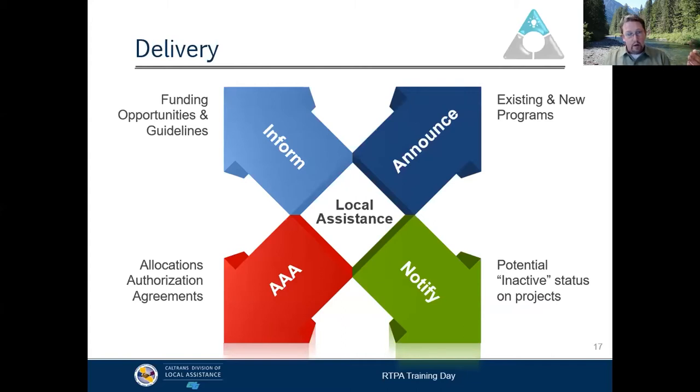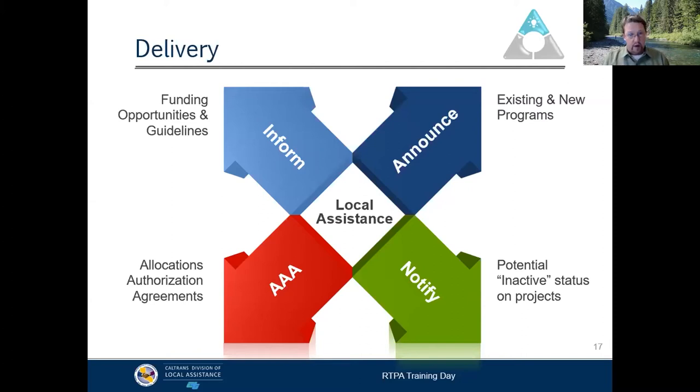But when new money comes along, like Gretchen's gonna talk about with Clean California, we gotta capitalize on those opportunities and develop new program guidelines, or where there's been big changes or there are big program challenges, we have to update the guidelines so that they're easy for you to adhere to, okay? We gotta maintain our existing programs and take on new programs. And we need to announce that to you, make sure that you're informed of all of the different opportunities. And that's what the Local Assistance blog is all about, as Daniel's gonna talk about later in our communication and training opportunities. And then we gotta notify you when we flag things like projects that are maybe behind the eight ball on their project end dates and their delivery milestones ticking away, and we're not seeing adequate progress on a project. A project might go inactive.